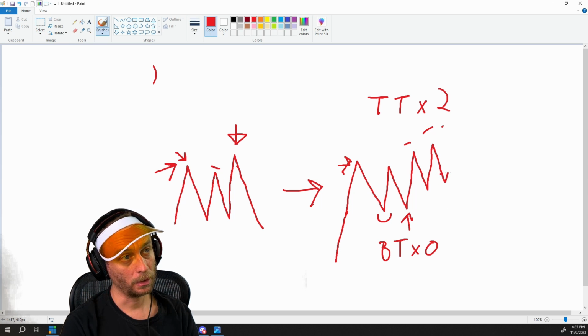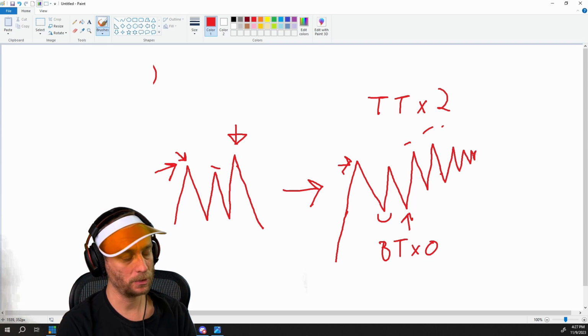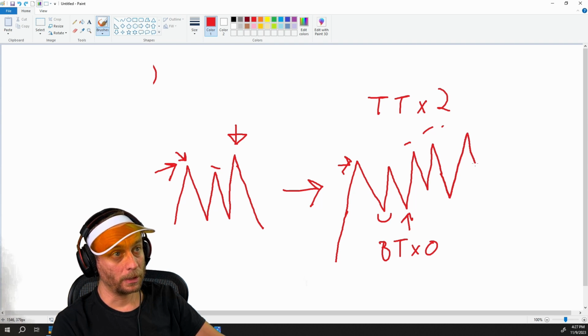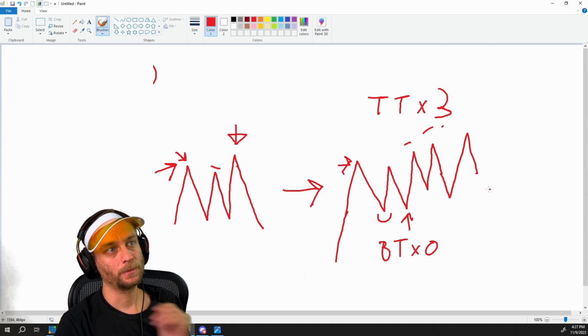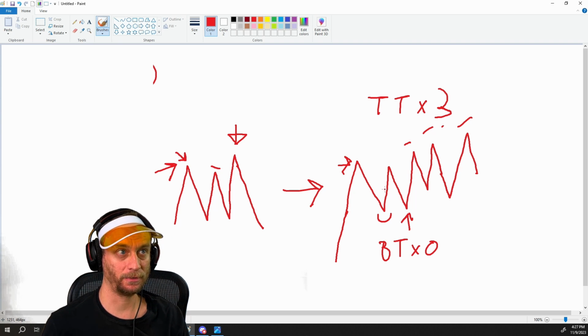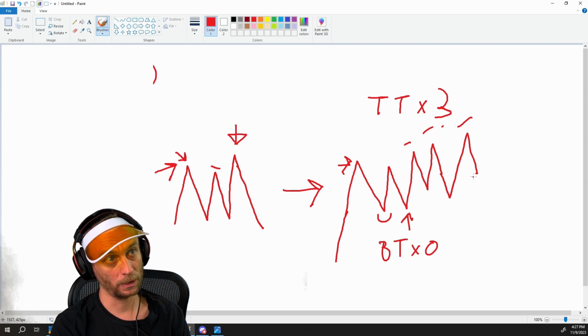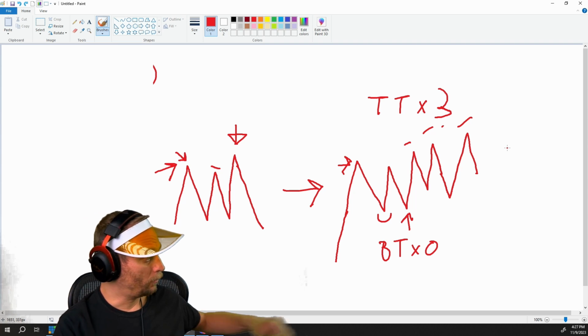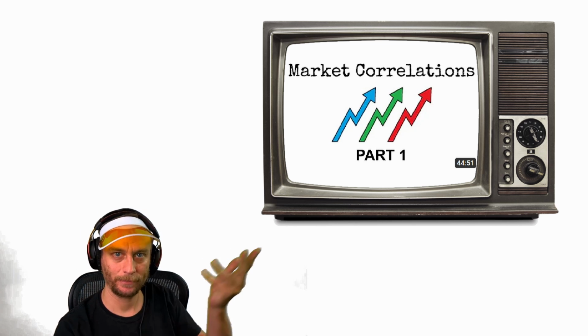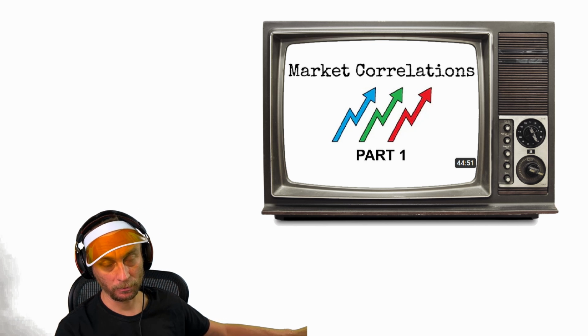We could compress. And then if it starts compressing like that, that's usually a sign of a breakout. Or maybe we come in and then we hit down there again, and then we go up again, and that would be TTX3, 3 top ticks, 0 bottom ticks. So what this is telling me is there's a very high probability at this point it will go to the other side, unless it starts to show compression like this. This is where the importance of market correlations comes into play, because you need to be paying attention to the other markets to know if that compression is valid or not.